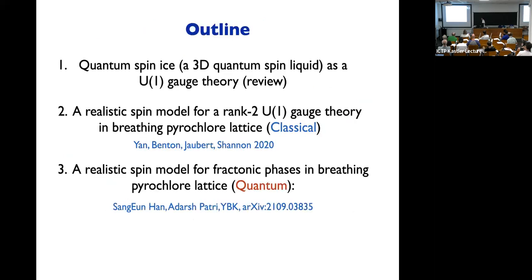Okay. So in order to do that, I'd like to borrow two ideas from previous studies. I'd like to review what happens in the case of U1 gauge theory. We have a very good example of emergent U1 gauge theory. That's called quantum spin ice. And this is a very solid example of how the usual vector charge, so usual electromagnetism, can be emergent.